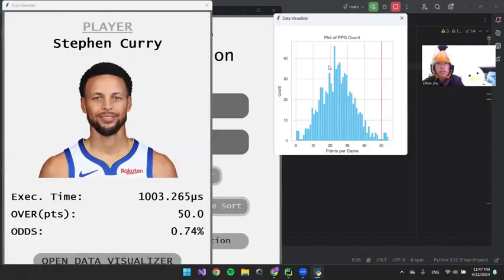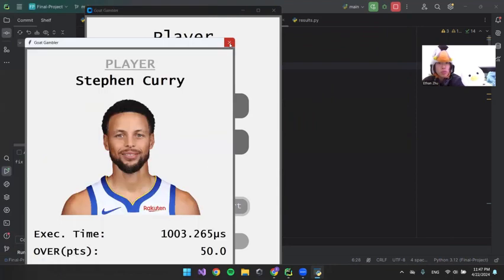Give it a second. And here it is, once again, the data visualizer. So clearly 50 points is very high for any kind of player, even for Steph Curry. And once again, you see the execution time, and we see that for him to go over 50 points, there's only a 0.74 chance, which looking at here makes sense because as great as you are, you can't overcome the graph, the bell curve. So that being said, we'll do one more example.